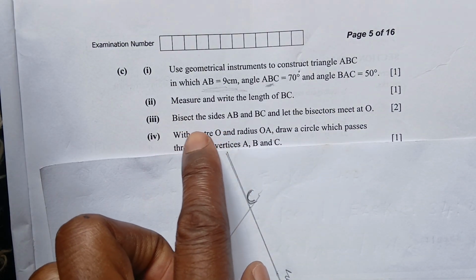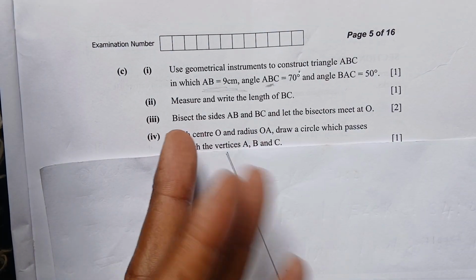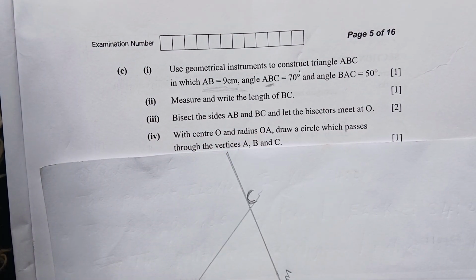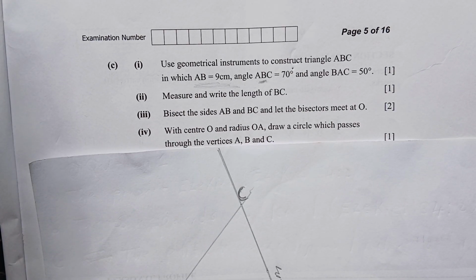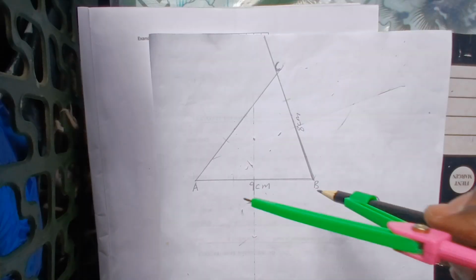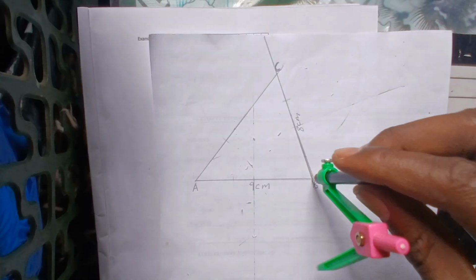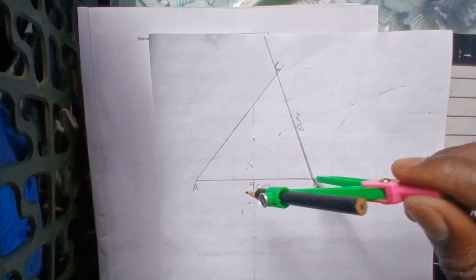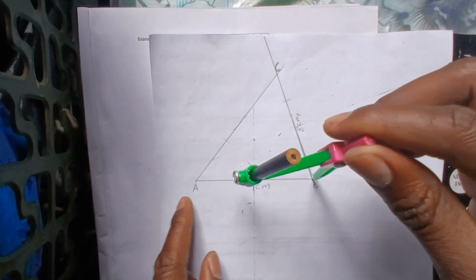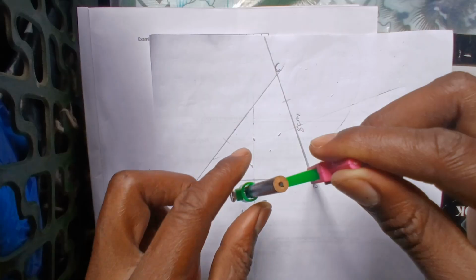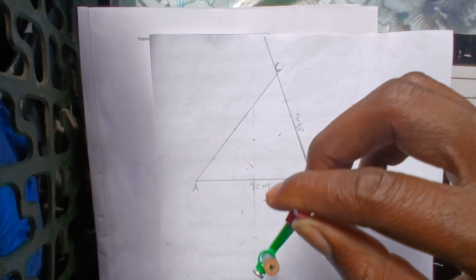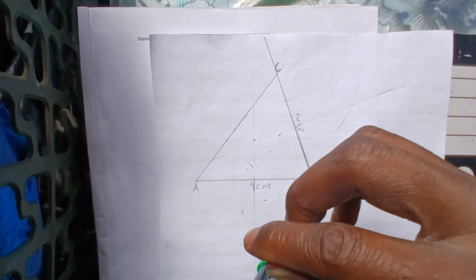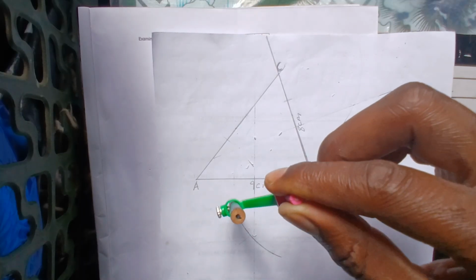It's talking about bisecting the sides AB and BC. So we are going to first bisect AB. This is how we are going to bisect AB. We make an arc which is more than half of AB. We do it this side. We make an arc this side.